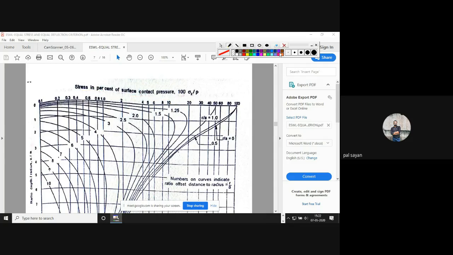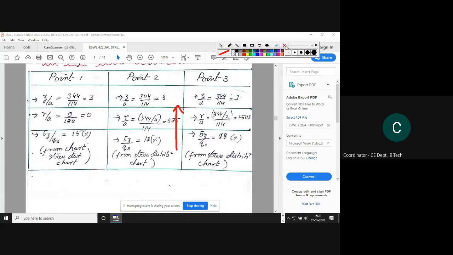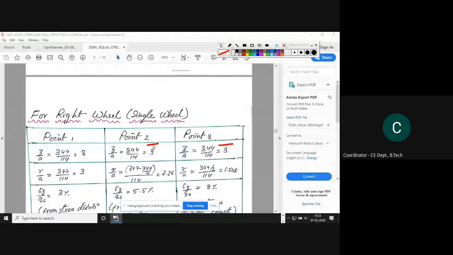Clear. So for 7.5 I'm getting somewhere here, I've taken that as 12. So I have put it here as 12. Similarly for 0.3 I will get it as 8%. So all the points we got, but this is only for the left wheel. Now similarly we are going to find it for the right wheel also.